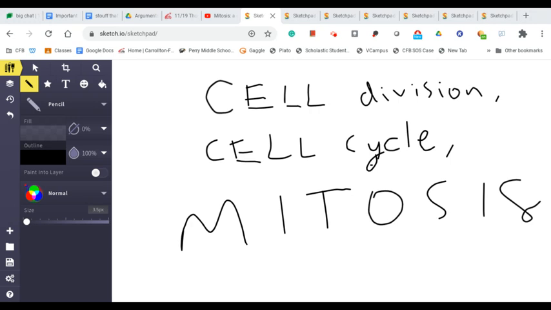Hello, so we have cell division, cell cycle, and mitosis. Mitosis is a type of cell division, and there are different types of cell division. The function of mitosis is to make cells bigger and repair damage of cells. Those are the main functions of mitosis.